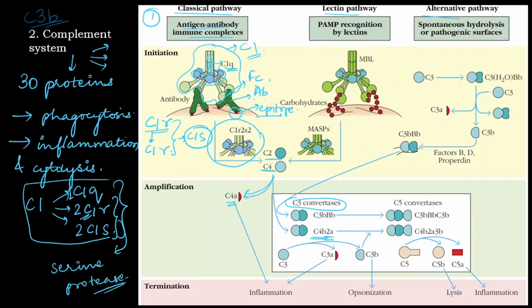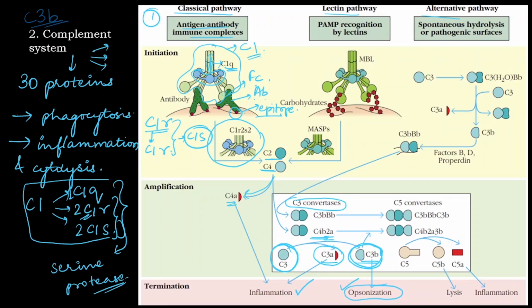Now what is the role of the C3 convertase? From the name it is understood that it converts C3, the inactive C3. Here we can see it converting the inactive C3 into an active C3a molecule and an active C3b molecule. Now the C3b molecule, as I have told you, acts as an opsonin molecule, and thus it is used for opsonization, and C3a will be used for the inflammation process.